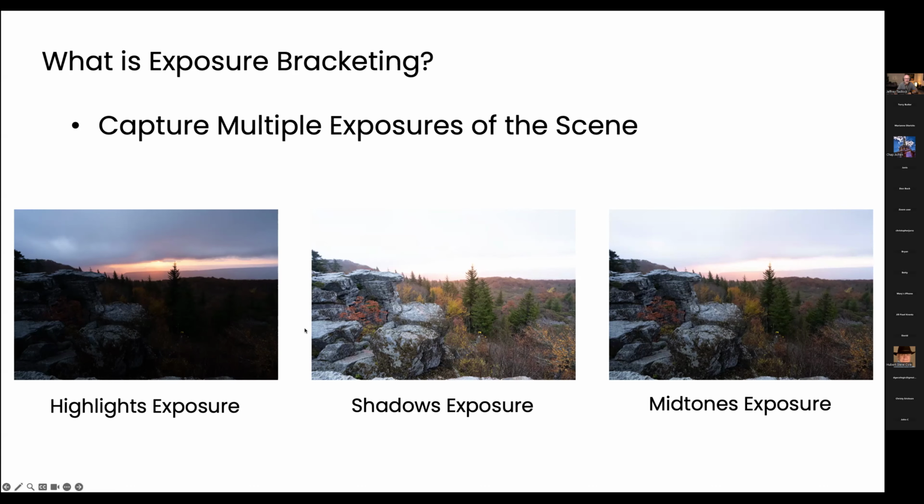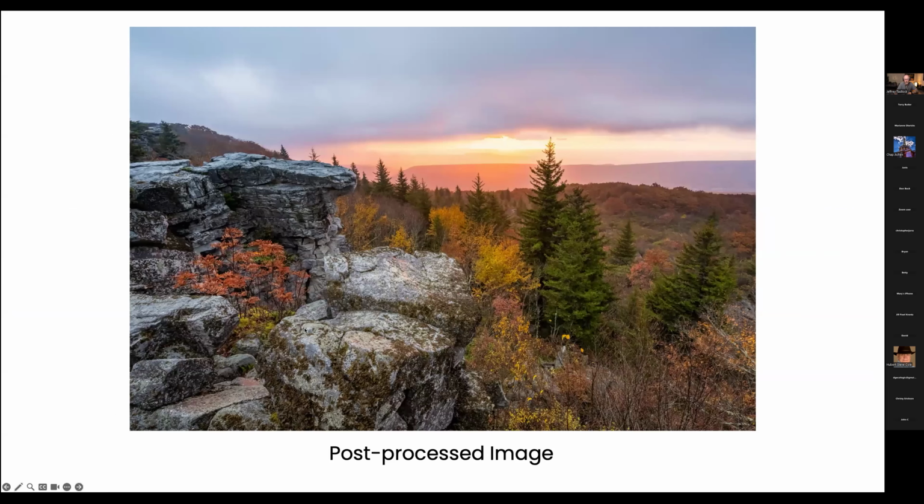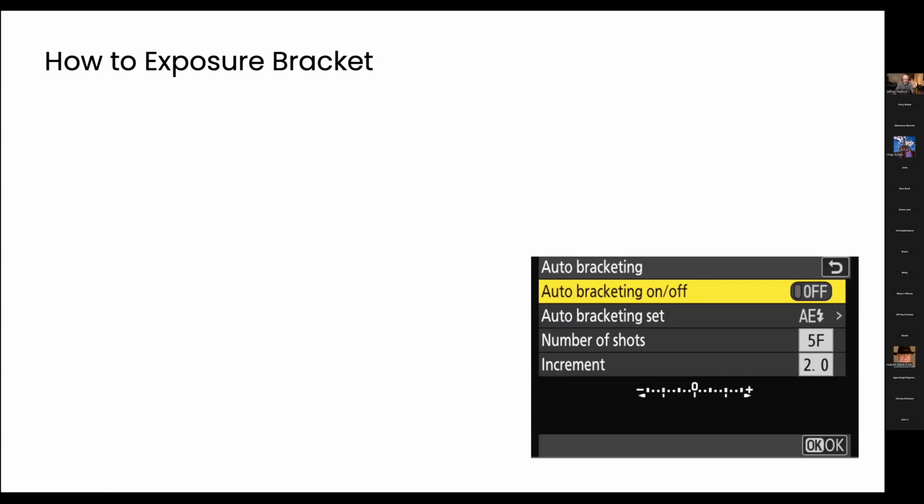Oh, and this is the post-processed image of me blending multiple images together to get it. So that was the highlights, midtones, shadows. I blend them in Lightroom and then do my edits, and I'm able to keep the whole tonal range from that image. Now, there's a couple ways to exposure bracket.